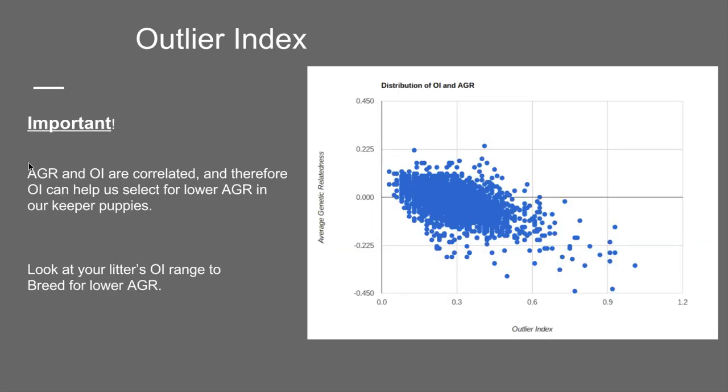Okay, so when I said that OI or AGR cannot be run for a litter, it's important to therefore look at OI in your test breedings because OI and AGR are inversely correlated. So you can use OI to help select for low AGR in your keeper puppies. So look at your litter's OI range to breed for a lower AGR.